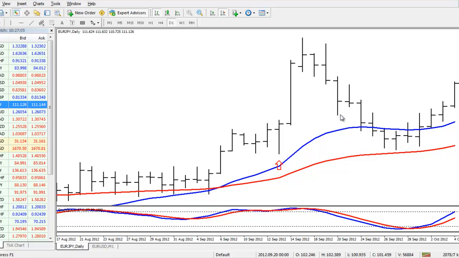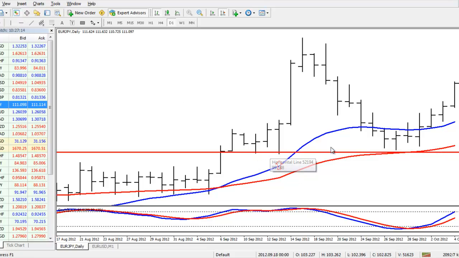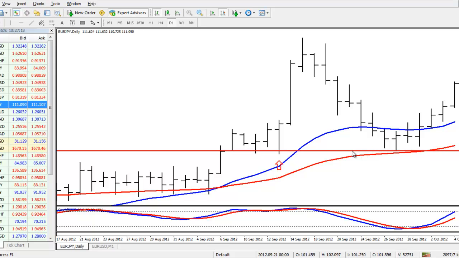And if you want to start to look at support and resistance levels as well, this is something else that you can look at. For example, we have a support level here, which we can clearly see gets retested, and that would result in an extra confirmation for us to get into the trade.